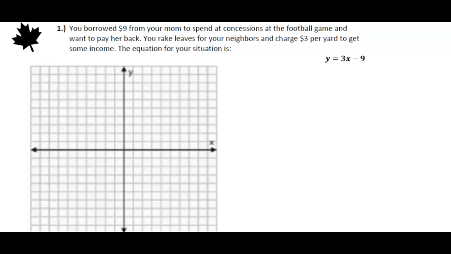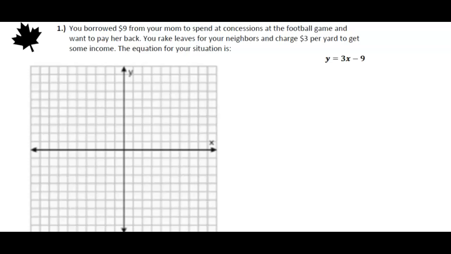In this situation, you borrow $9 from your mom and you spend that at the concession stand at the football game. You want to pay her back. So you rake leaves for your neighbors and you charge $3 per yard so that you can get some income together. Okay? So the equation for this situation is y equals 3 times x minus 9, okay? We want to graph this equation.